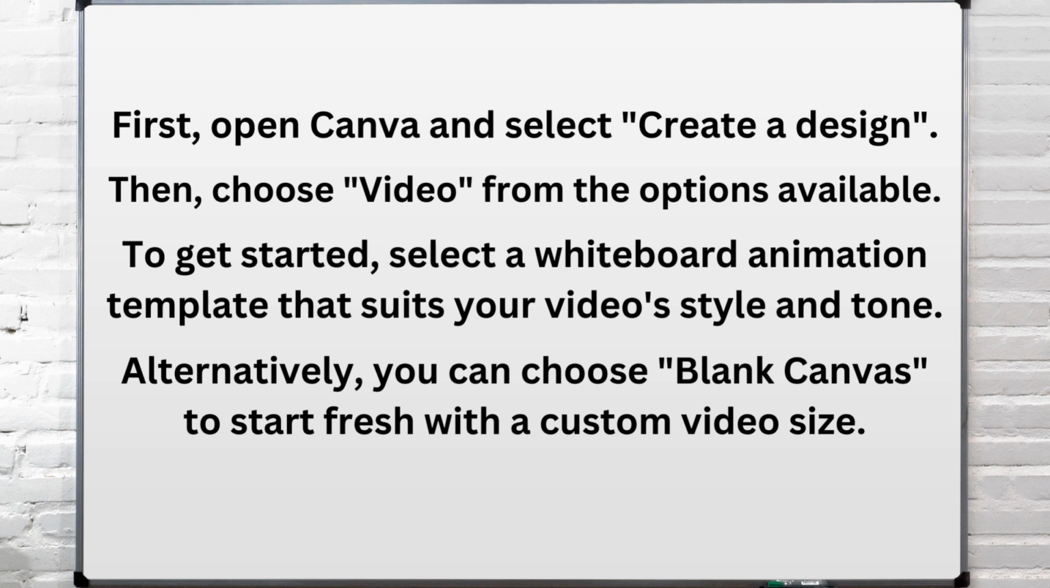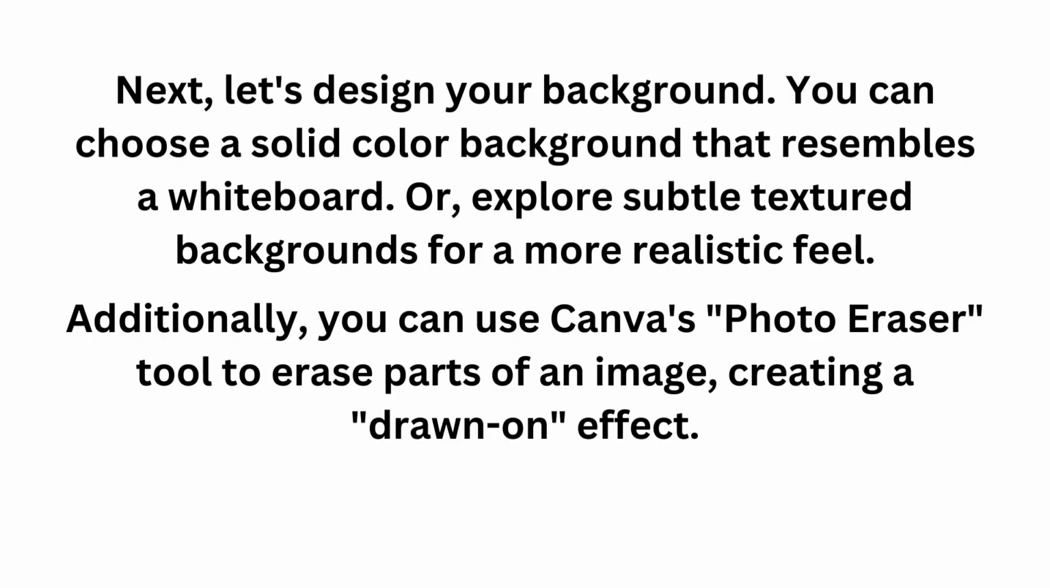First, open Canva and select Create a Design. Then choose Video from the options available. To get started, select a whiteboard animation template that suits your video's style and tone. Alternatively, you can choose blank canvas to start fresh with a custom video size.